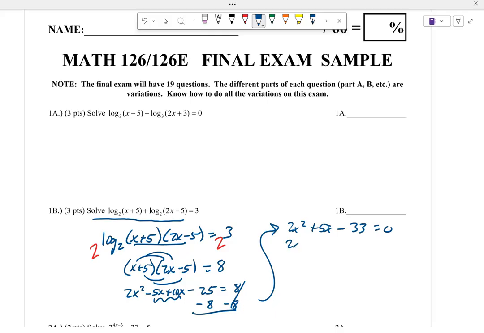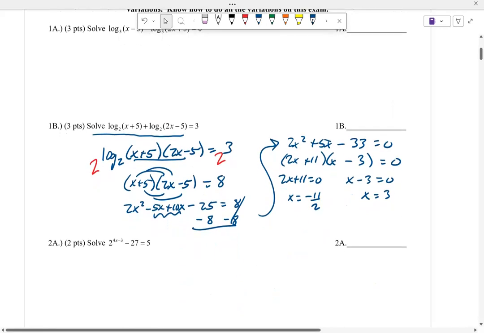So that'll factor into, looks like I'll have to have 2x and x, and that'll factor into plus 11 minus 3. Check that real quick. Yep, that works. So we got 2x plus 11 equals 0, x minus 3 equals 0. Add 3 over here. Subtract 11 and divide by 2. So I got negative 11 halves. Go ahead and check those back into the original.